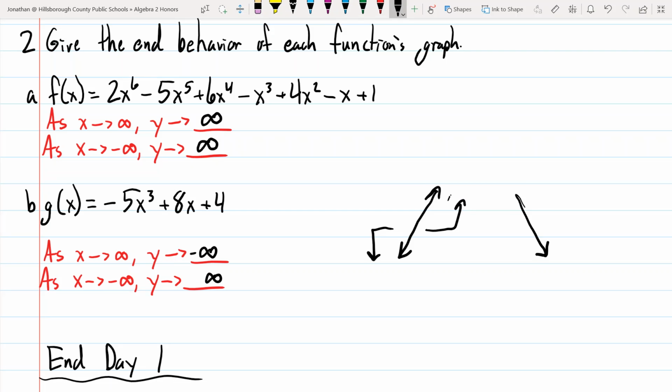This one's going to be decreasing. As we go to the right, it goes down, and as we go to the left, it goes up. So as x approaches infinity, y approaches negative infinity. As x approaches negative infinity, y approaches positive infinity.